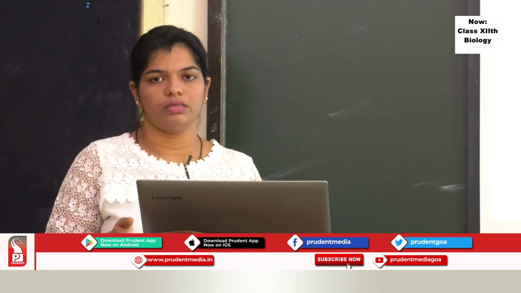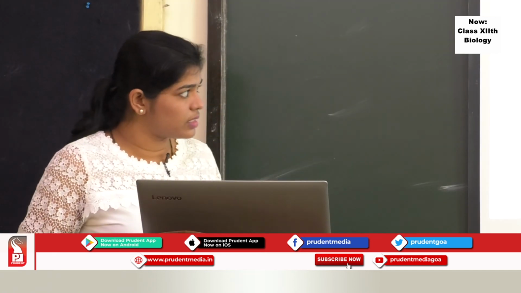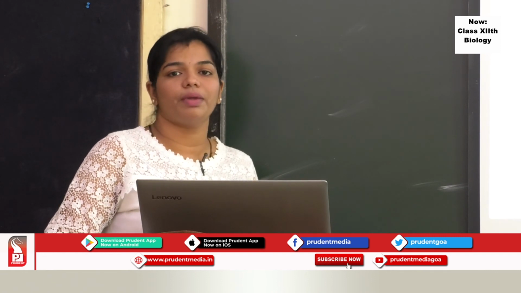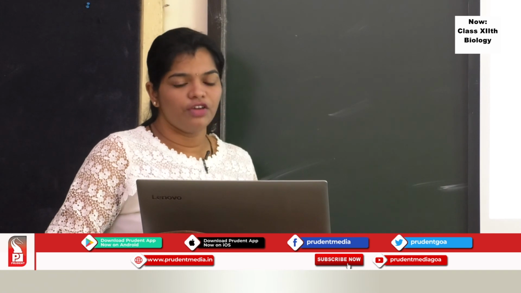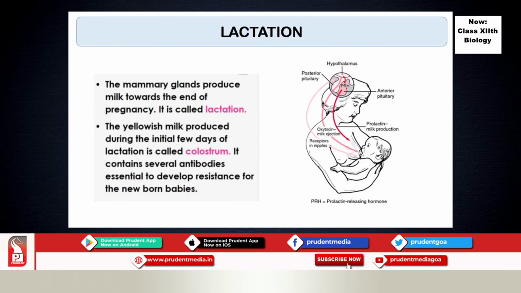The nutrition part of the baby, that's lactation. Once the delivery has taken place, the mammary glands will start producing the milk. It almost starts producing the milk towards the end of the pregnancy, and the process is called lactation. Okay. So once the baby suckles the nipple, the mammary gland will release the milk. The first milk, the yellowish milk produced during the initial few days of lactation, is called colostrum, and it is very important for the health of the baby because it is rich in several antibodies which are essential to develop resistance in the newborn baby, because the baby is coming out into the external environment for the first time.